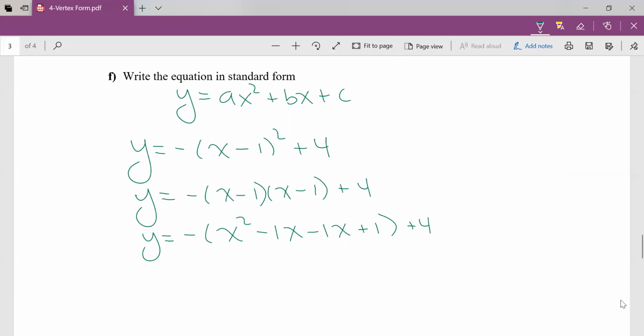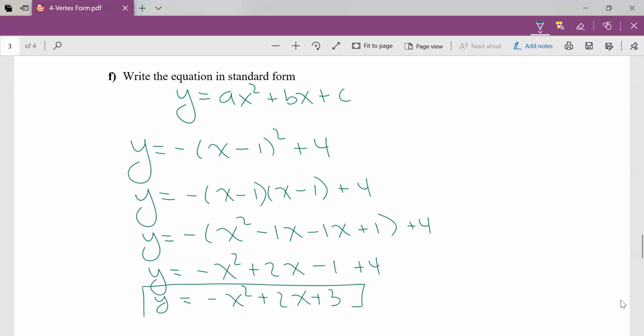And then notice I'm going to multiply in this negative 1, so that changes all of the signs. And this will be minus 2x, so plus 2x, minus 1, plus 4. And then here we go, we finally got it. Plus 2x plus 3. There we are in standard form.